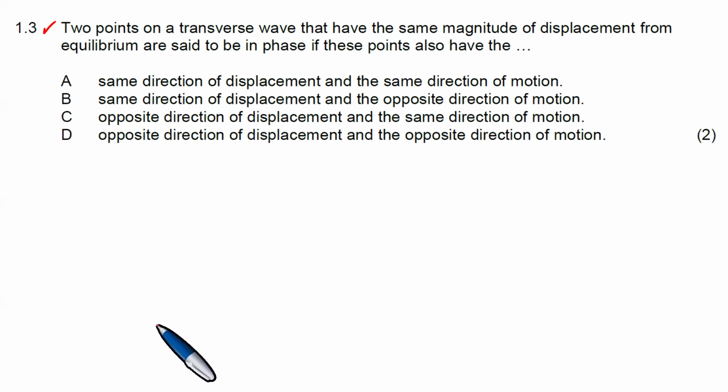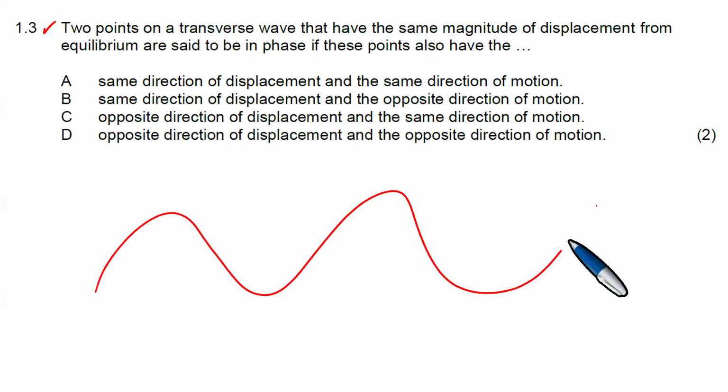Right, anyone home? I think it's B. You think it's B? Okay, that's fine. So we're saying 2 points on a transverse wave that have the same magnitude of displacement from equilibrium. So in other words, here's the transverse wave. And now here is equilibrium.